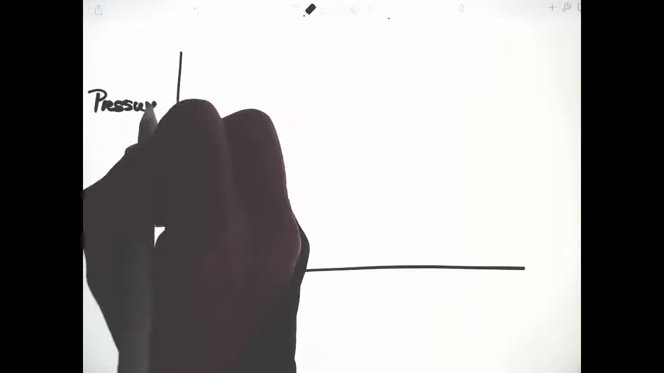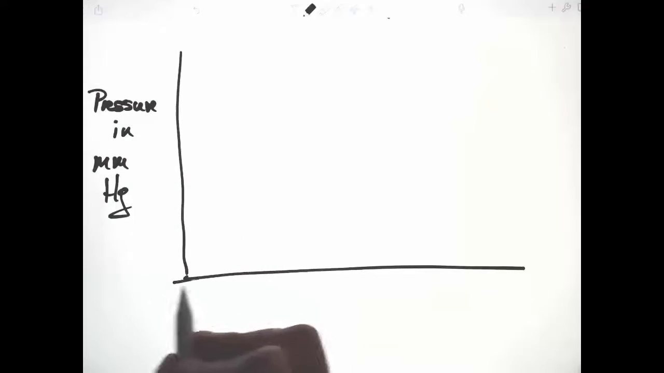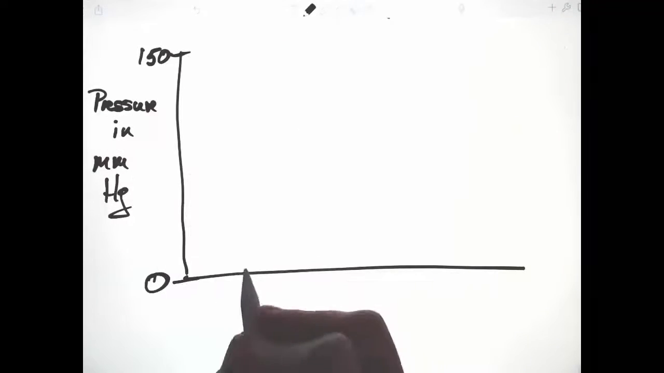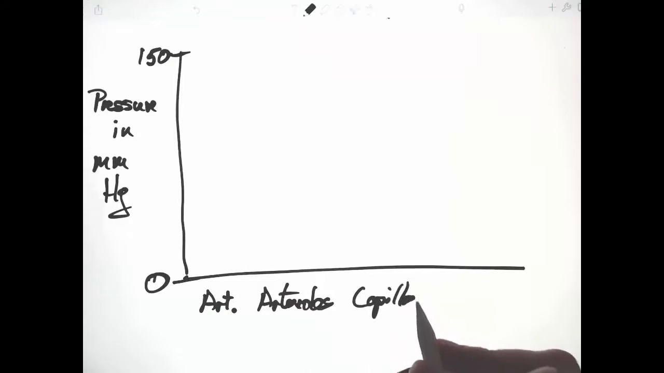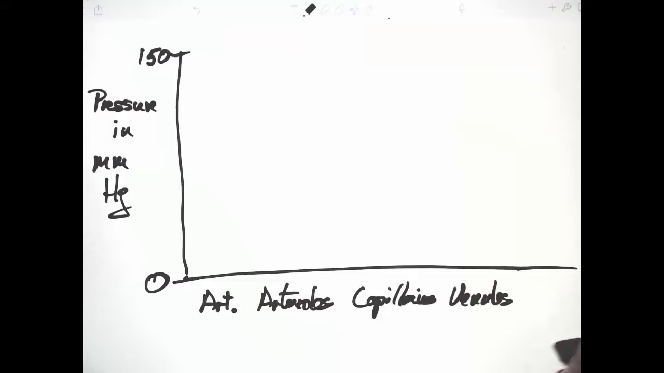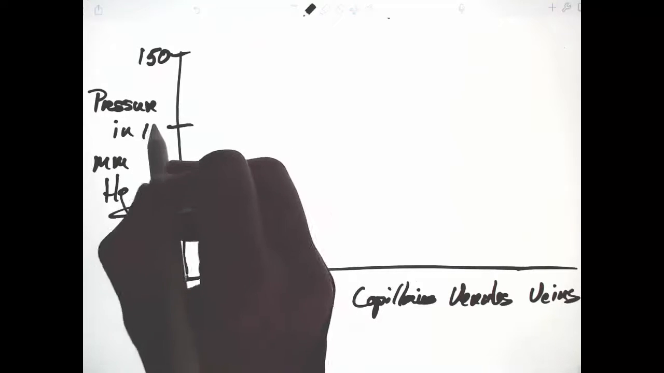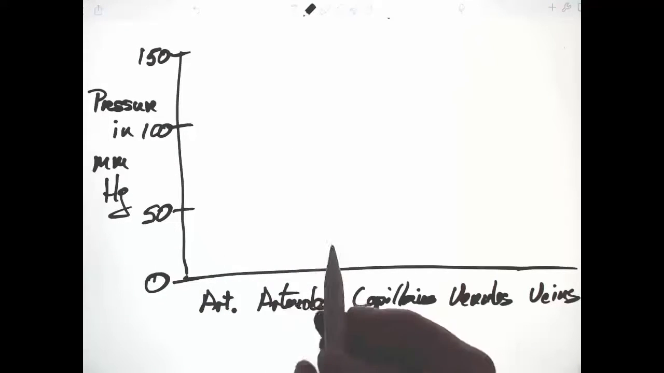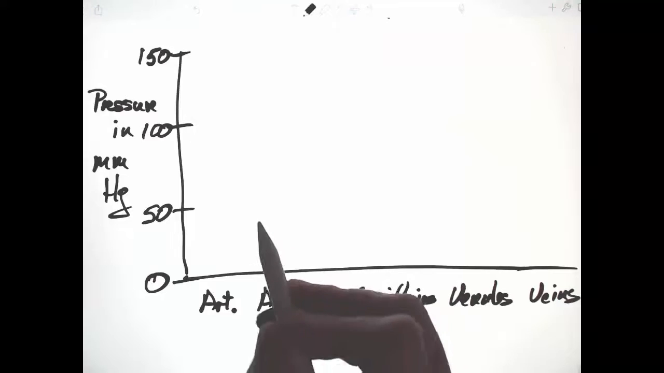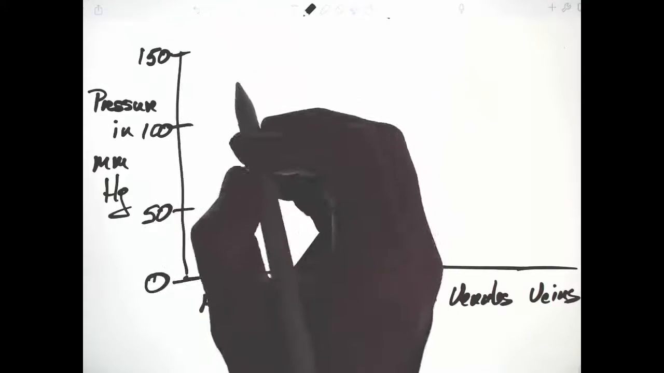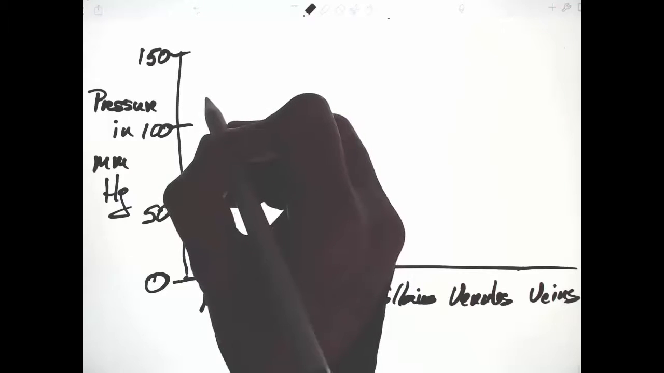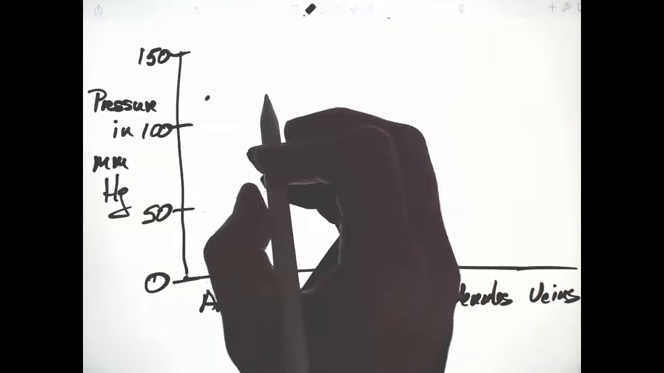Pressure in millimeters of mercury from 0 to about 150. And we'll look at arteries, arterioles, capillaries, venules, and veins. Depending on the extent to which you're exercising, pressure in the arteries may be as low as 100 or so and could be above 150. Let's start with somewhere around 120 into your arm.